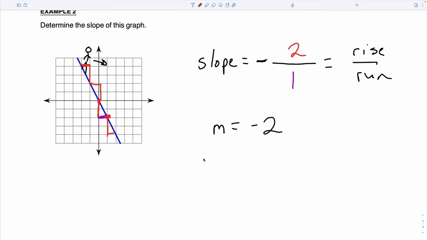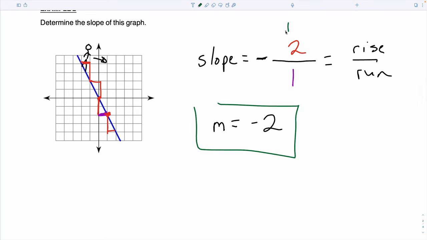You can also say that m is equal to -2. M is the slope, so this is another way to say it. I told you slope is usually a fraction, but this is not technically wrong. -2 is the same as -2 over 1. So you can see slope like this. But think of it like this.